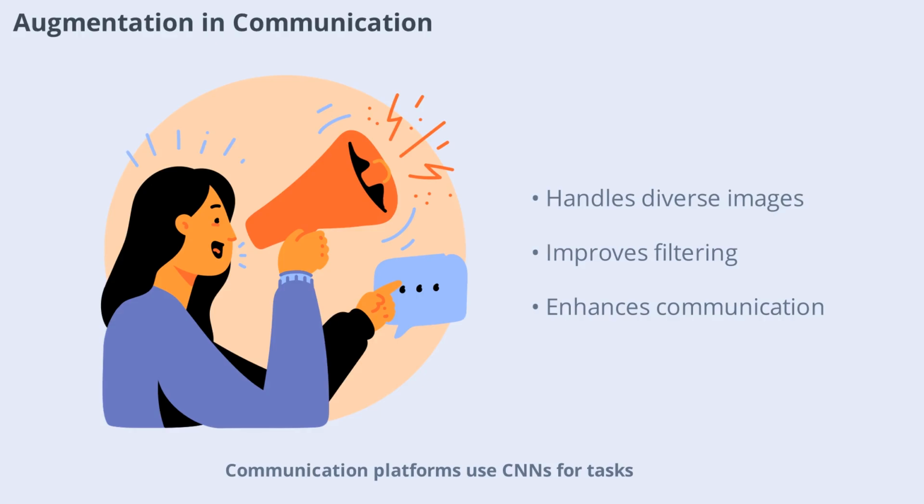Communication platforms use CNNs for tasks like image-based messaging and content filtering. Data augmentation helps models handle diverse image types and formats, ensuring accurate filtering and effective communication. This leads to safer and more efficient digital interactions.